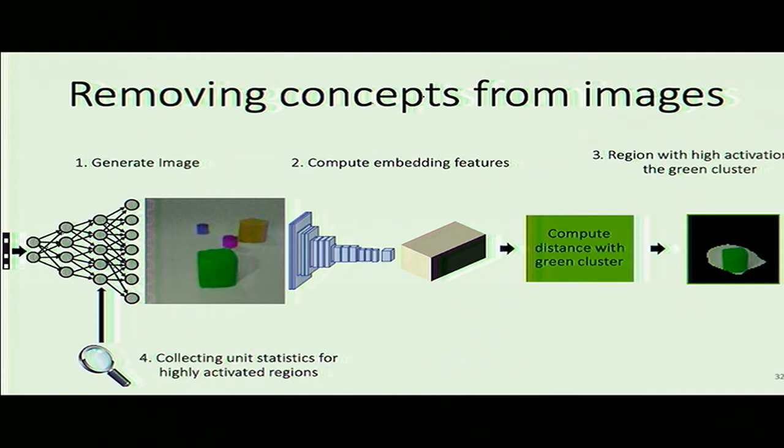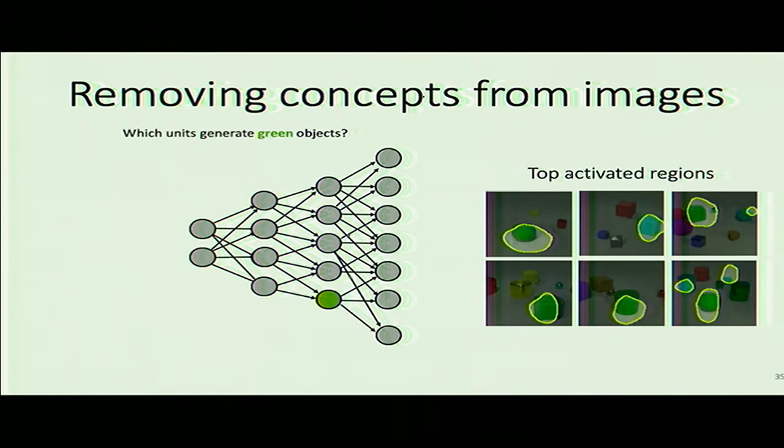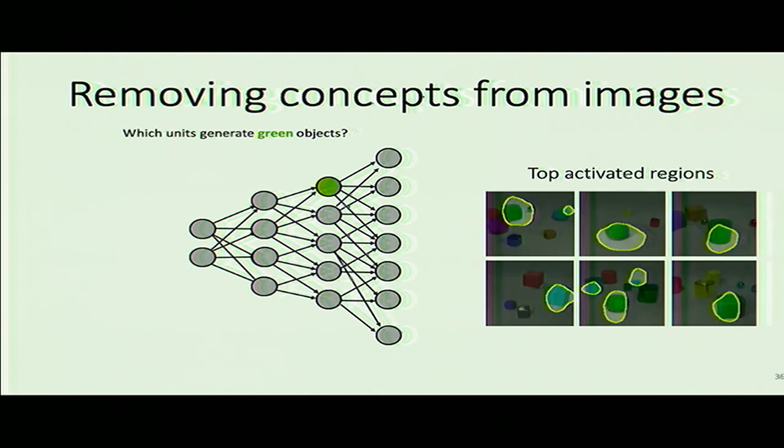So we go back to the generative model, and we look in the generative model at which parts activate when there is a green element. So we basically pass different images. You see at the end, this is the segmentation given by our clustering, and what it's giving us is essentially the green parts. And now what we end up having is a list of neurons in the generative model that are responsible for green elements. So this is one, and this is another one.